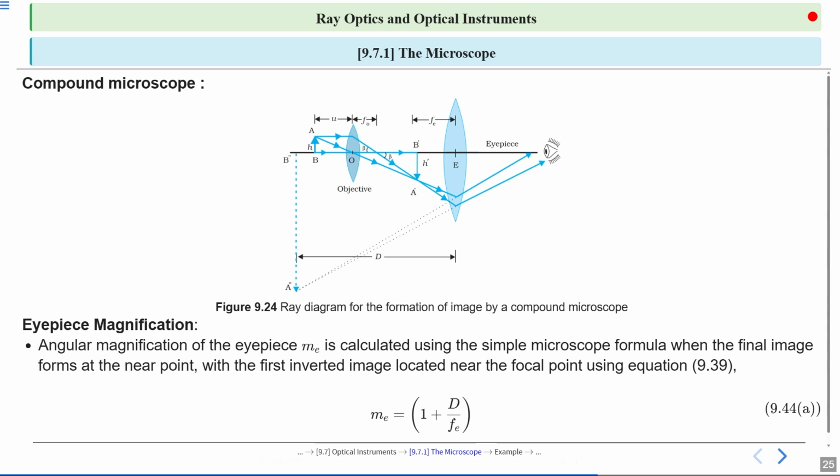Okay, so the eyepiece here is acting as a simple microscope, and for a simple microscope, the formula for magnification when the image is formed at the near point was M equal to 1 plus D upon F. So for the eyepiece it is ME equal to 1 plus D upon FE. In this equation, D represents the near point distance, typically 25 centimeters, and FE is the focal length of the eyepiece. Understanding this formula allows us to calculate how much the eyepiece magnifies the image. Remember, the larger the ME, the more magnified the image.